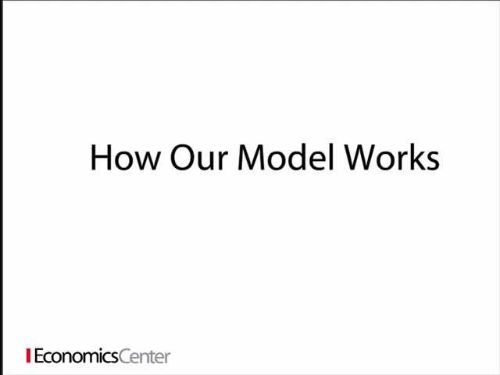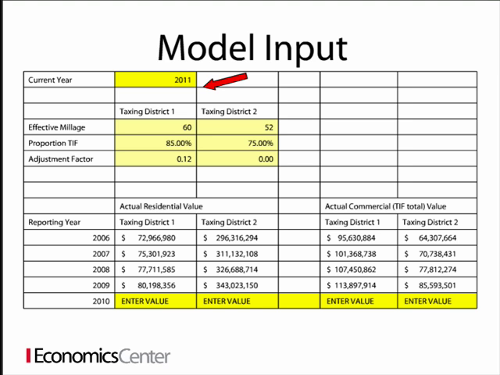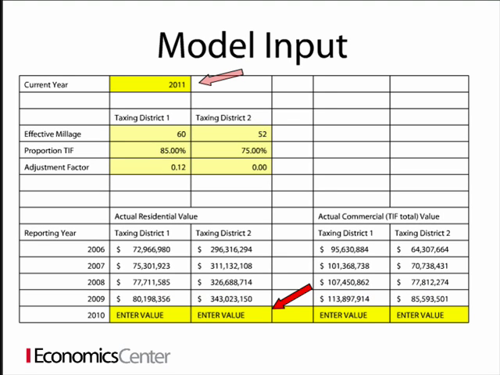So how does our model work? This is an example of the input screen, and you'll see that there are a few highlighted cells. The very first piece of information that the user needs to enter is the current year. After entering the current year, the model then requires that the total residential value in the taxing district and the total commercial value in the taxing districts are entered.